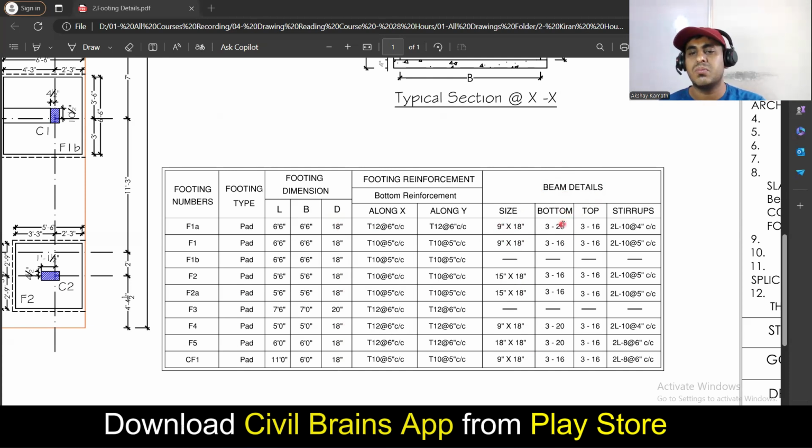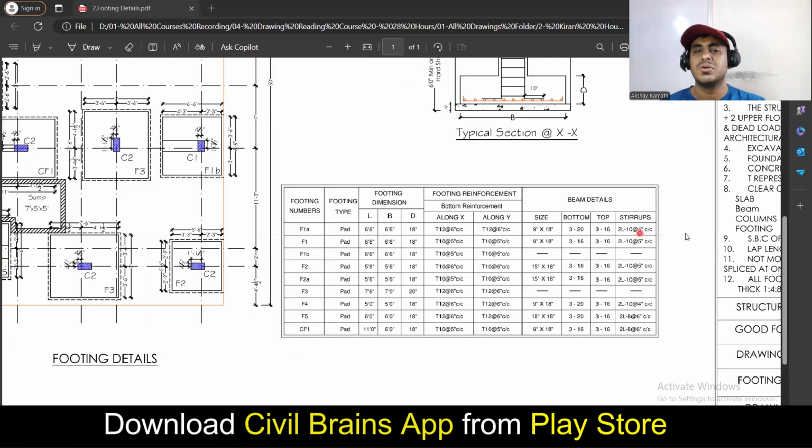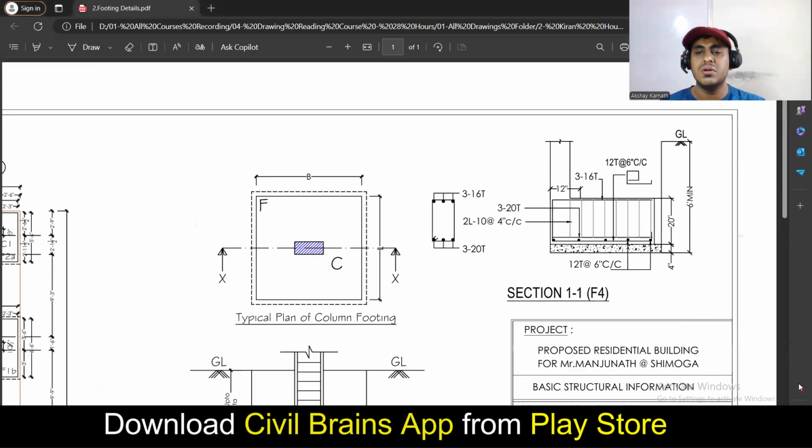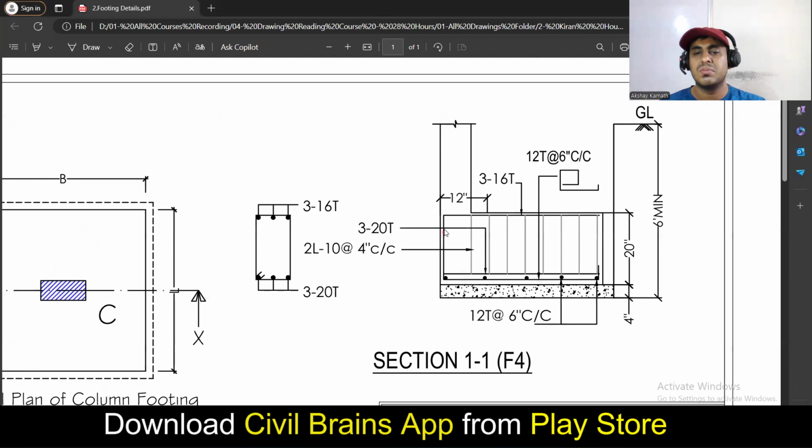You see the reinforcement. At the bottom they have provided 3 bars of 20 diameter. At the top they have provided 3 bars of 16 diameter. And they have provided 10 diameter bars at 4 inches center to center. That is your stirrup. So this is a typical cross section of your strap beam. See here, it's a beam. This is your top bar, 3 bars of 16 diameter. Sorry, the bottom bar is given here. Where is the bottom bar? It's written here. 3 bars of 16 diameter at the top, and at the bottom 3 bars of 20 diameter. You're supposed to provide a 2-leg stirrup of 10 diameter at 4 inches center to center spacing.